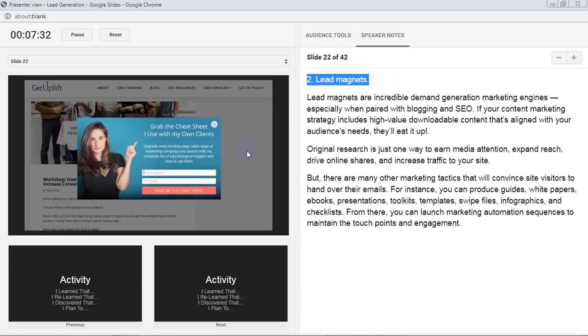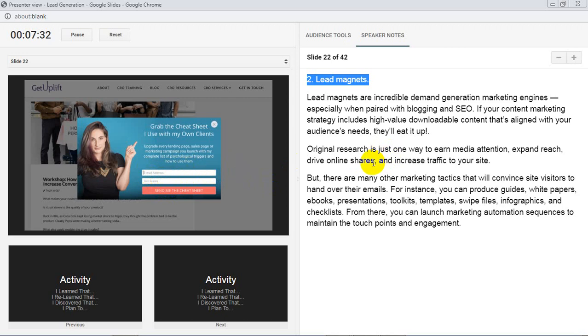2. Lead magnets. Lead magnets are incredible demand generation marketing engines, especially when paired with blogging and SEO. If your content marketing strategy includes high-value downloadable content that's aligned with your audience's needs, they'll eat it up.